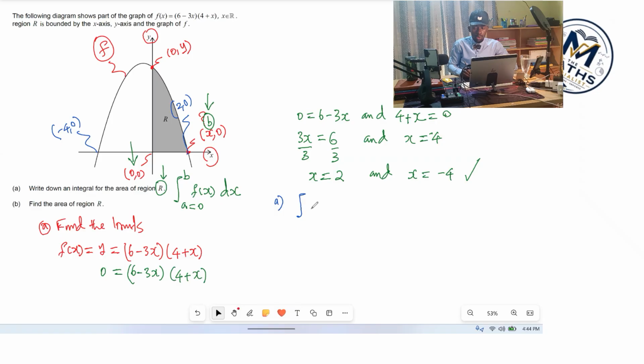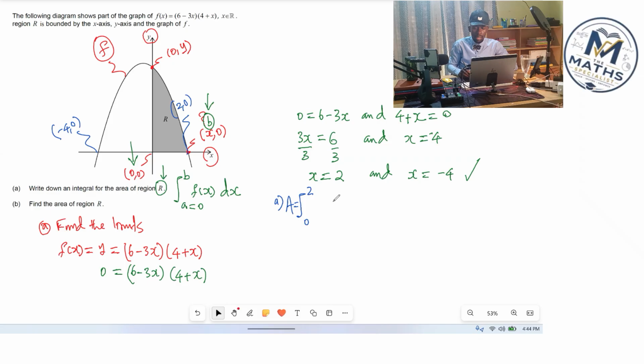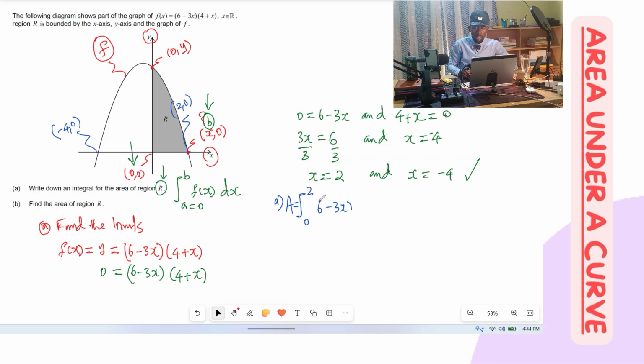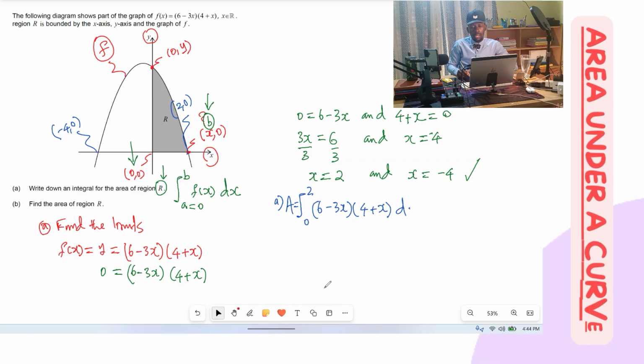So for part A of the question, the area equals the integral from a to b, from 0 to 2, of (6 minus 3x)(4 plus x) dx. So that is part A of the question.